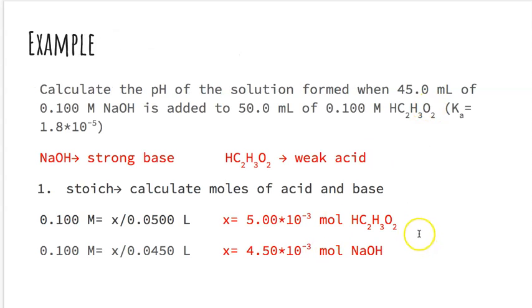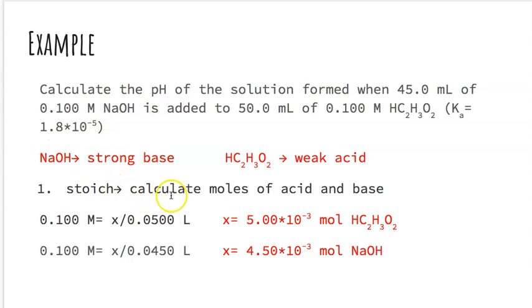So in my example, we want to find the pH of a solution from when you take 45 milliliters of 0.1 molar NaOH, that's a strong base, and add 50 milliliters of 0.1 molar acetic acid. That's a weak acid. And here's its Ka. I don't expect you to memorize Kas. They'll be provided for you.